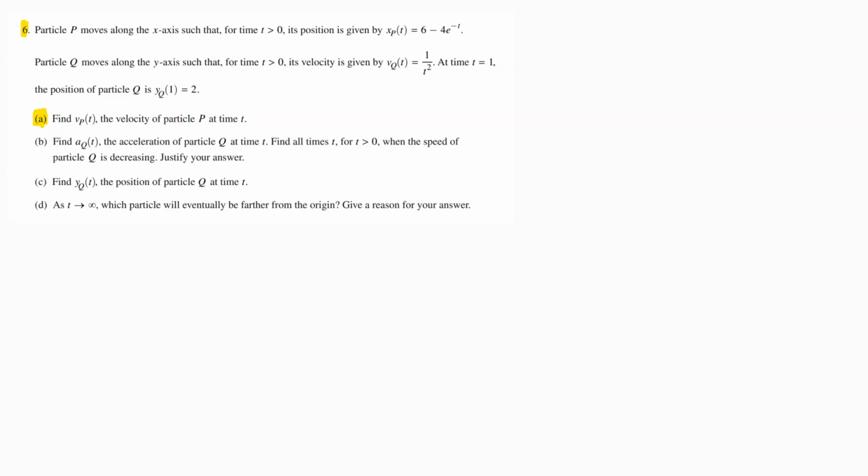This question is kind of interesting because usually we see just a single particle moving along an axis. This problem had two particles. Particle P is moving along the x-axis, and particle Q is moving along the y-axis. Both of these were just good for times t greater than 0, and then they gave us for particle P a position function to work from, and for particle Q the velocity function to work from.